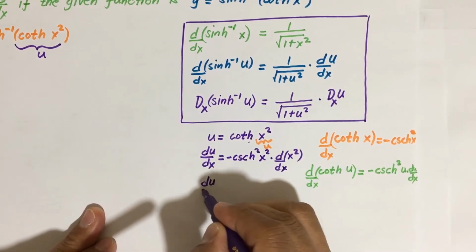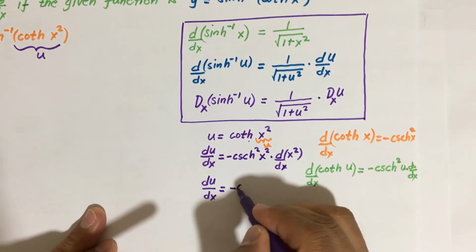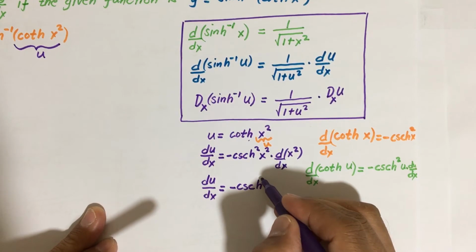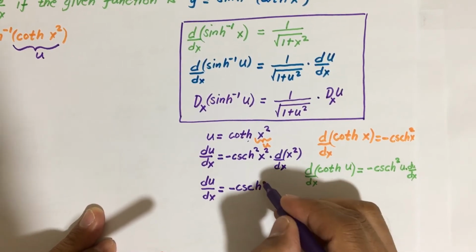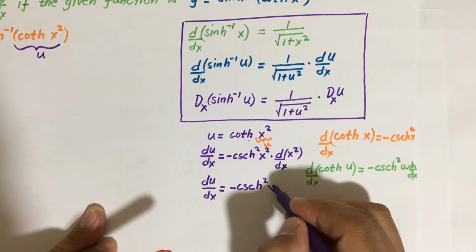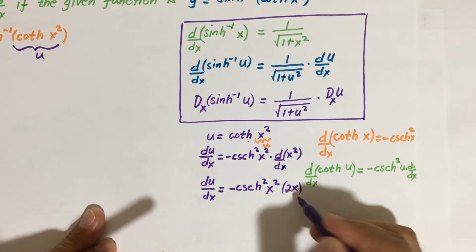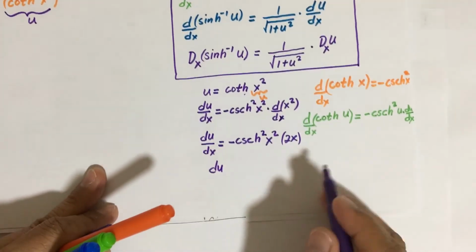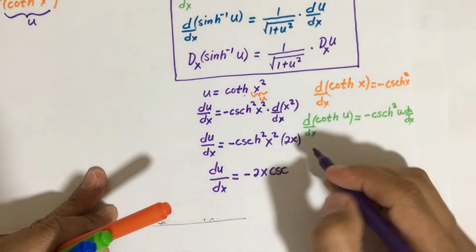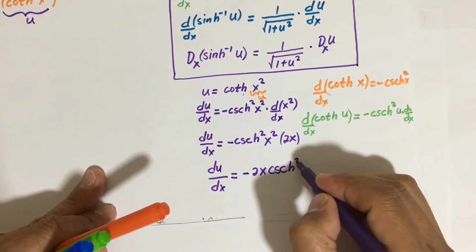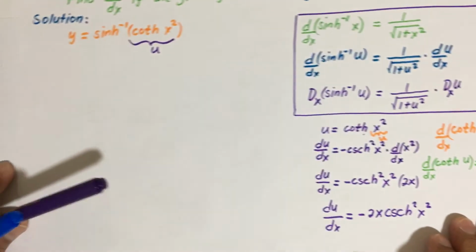So the derivative of u with respect to x is equal to negative hyperbolic cosecant squared of x squared, then the derivative of this is simply 2x. Alright, or du over dx, the derivative of u with respect to x, is equal to minus 2x times hyperbolic cosecant squared of x squared. Okay, so that is our du. Going back here, we'll just simply substitute.